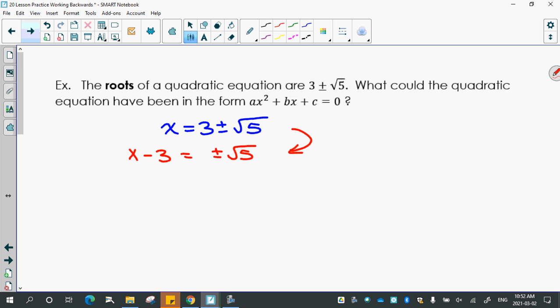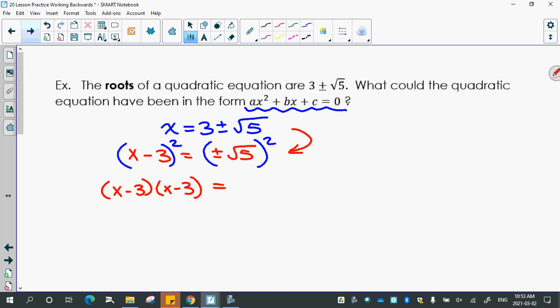What do you think we would do next? Yes, put the exponent back. Very good. So I'm going to put the exponent back on this side, which means I also have to put it back on this side. Whatever you do to one, you do the other. Great, guys. Now remember, my goal is to get a quadratic equation that looks like this. So I want to write this x minus 3 squared as x minus 3 multiplied by itself.